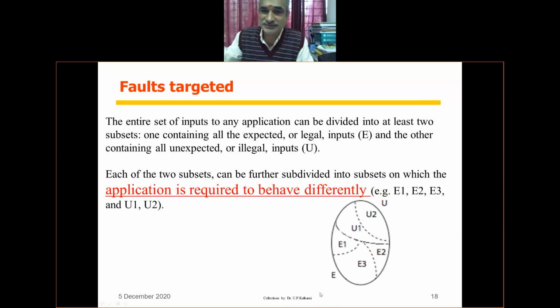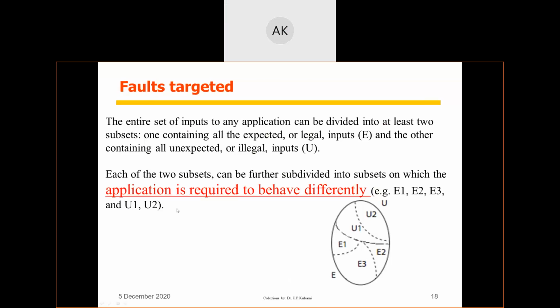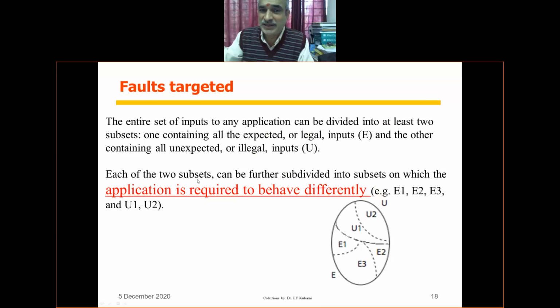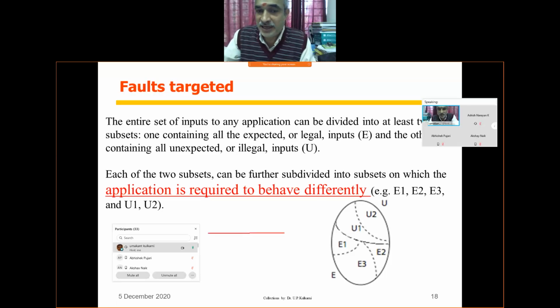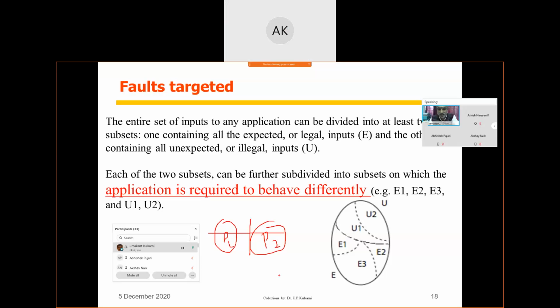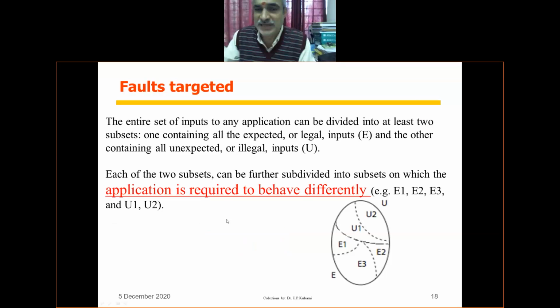Are you clear about that? Yes, sir. Right. That's what it said. Okay, faults are targeted. That means every subset is required to behave differently. Only then do we call it a partition. In our case, as I told you here, age 18, this partition and this partition, the program is supposed to behave differently, no? This partition P1 and P2 is supposed to behave differently. Are you clear? Yes, sir. That's good.